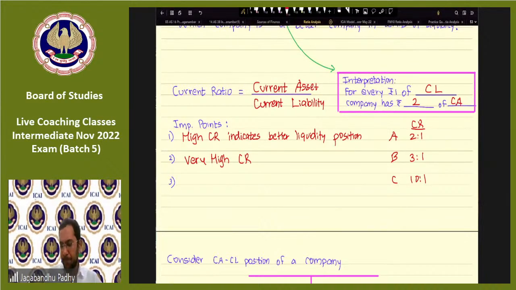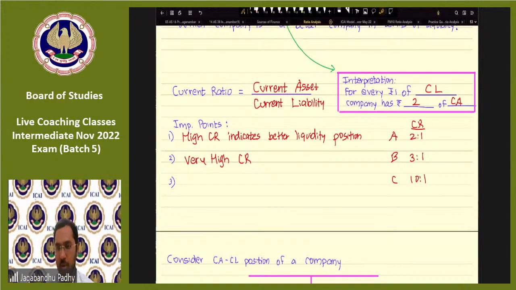Company C. Does that mean company C is doing a fantastic business? Current ratio of 10:1, sir, very high. Current ratio of company C is very high. It's good. For every 1 rupee of current liability, you have got 10 rupees of current asset. Don't you think it's really good? It's fantastic.